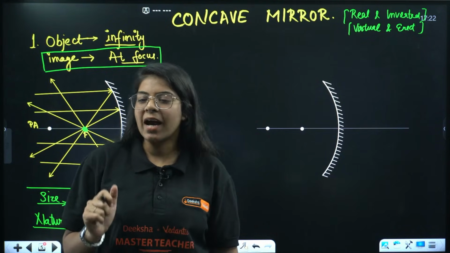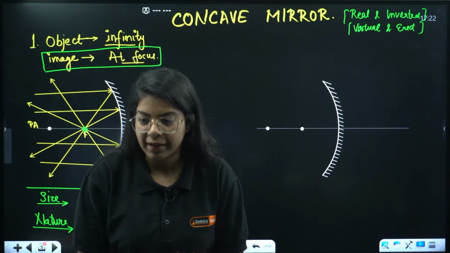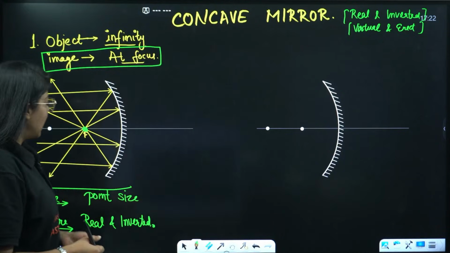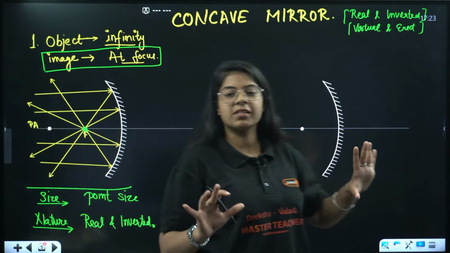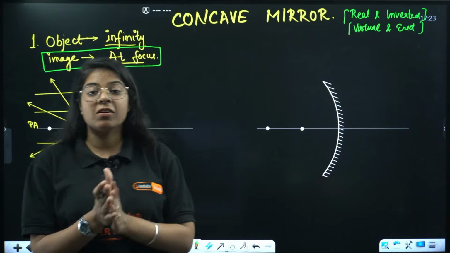Real, inverted, highly diminished. Very good. Or you can write point size, highly diminished. Both are correct. ठीक है? Done. चलो. First case done. Anyone has any problem in the first case?